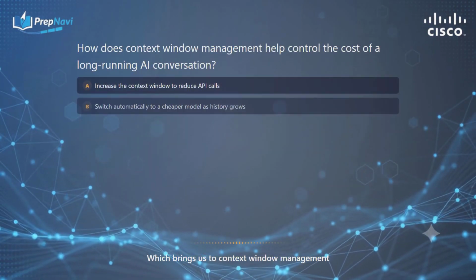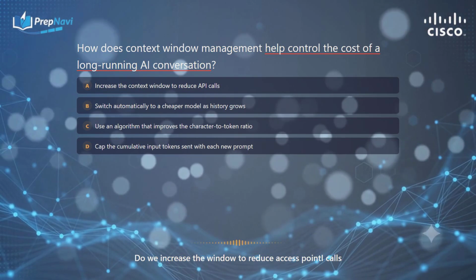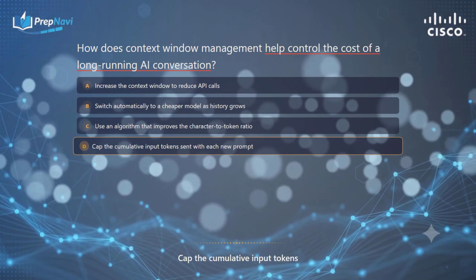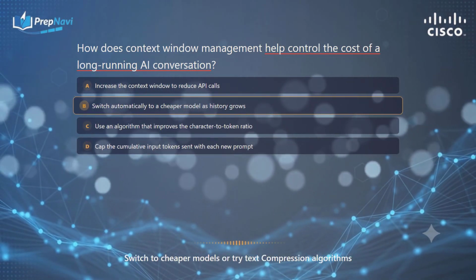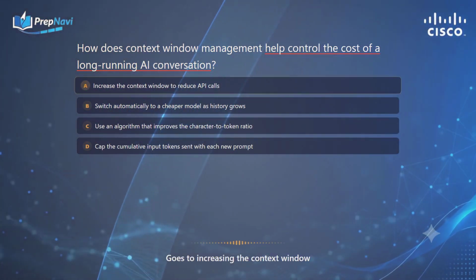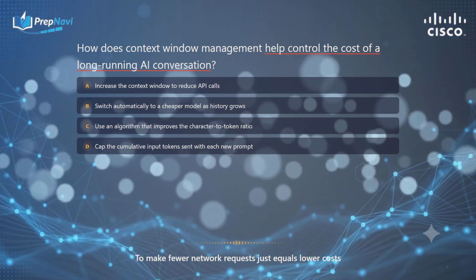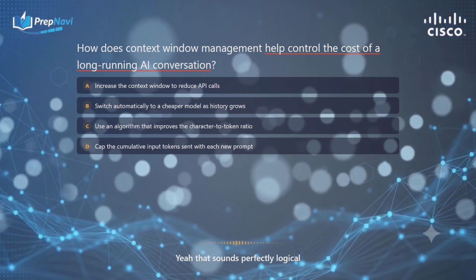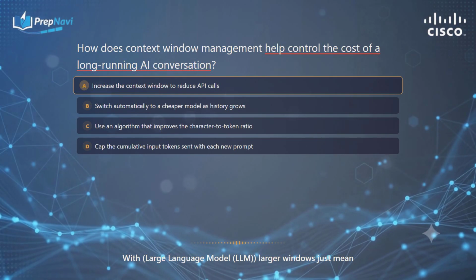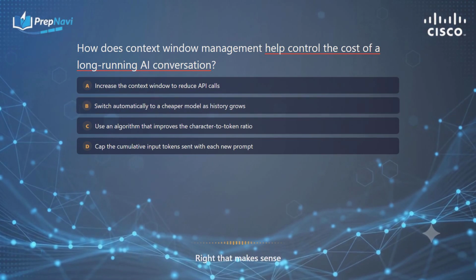Which brings us to context window management. How do we control costs for a long-running AI chat? Do we increase the window to reduce API calls, cap the cumulative input tokens, switch to cheaper models, or try text compression algorithms? See, my traditional IT brain instantly goes to increasing the context window. Oh, totally. Same here. Because in legacy systems, batching data to make fewer network requests just equals lower costs. Yeah, that sounds perfectly logical, but for AI, it's actually a nightmare. With LLMs, larger windows just mean you're sending those massive blocks of chat history over and over with every single request. Right, that makes sense.